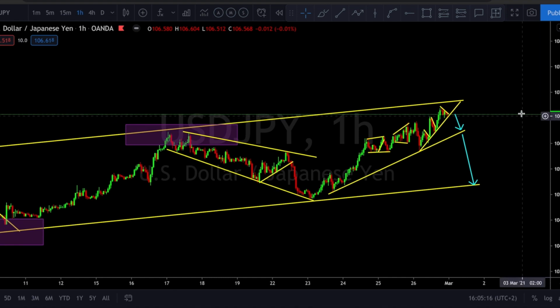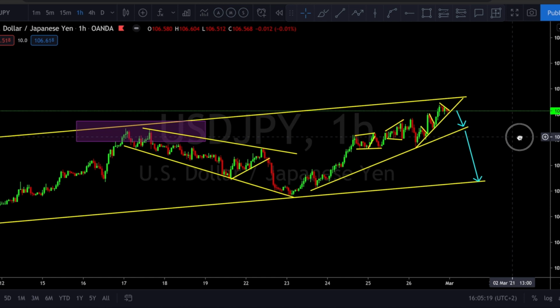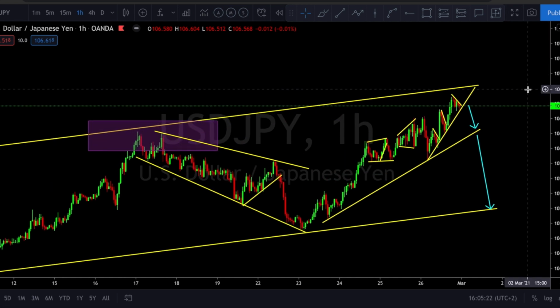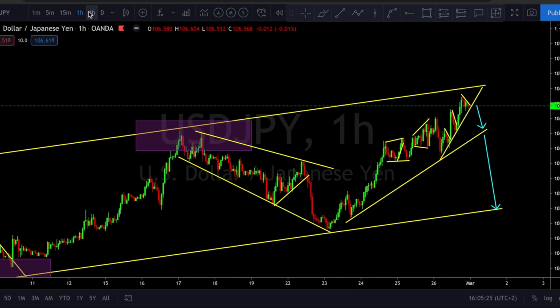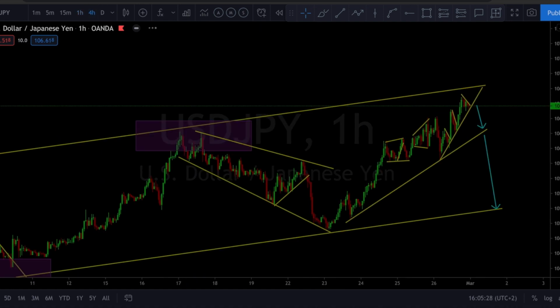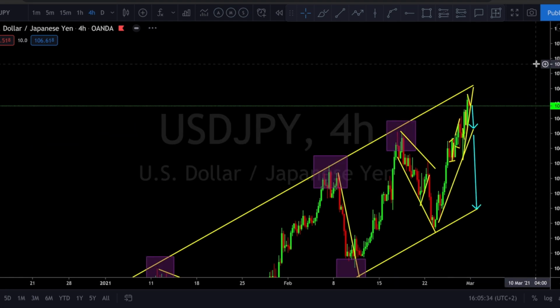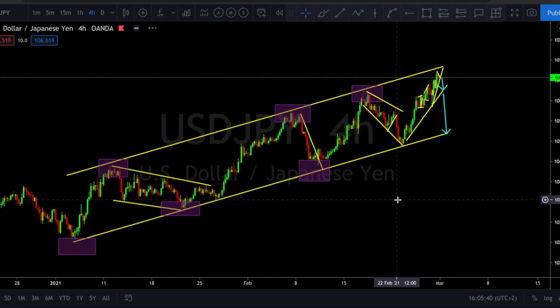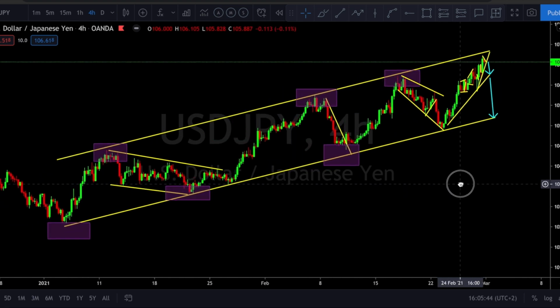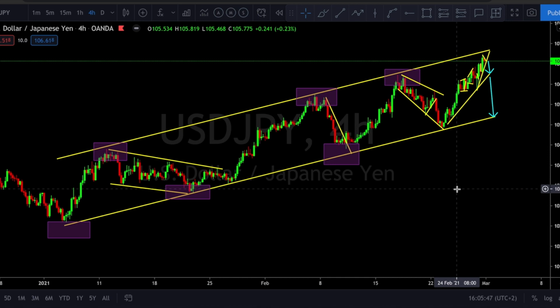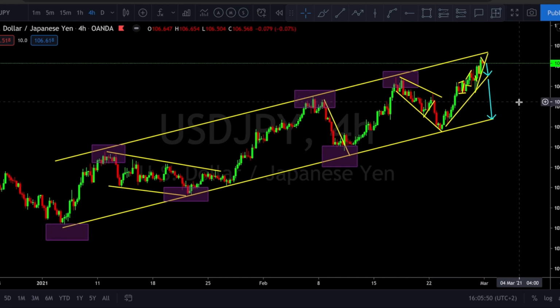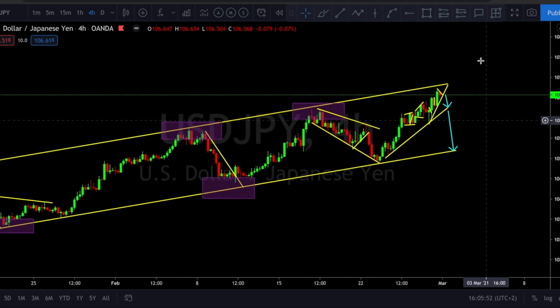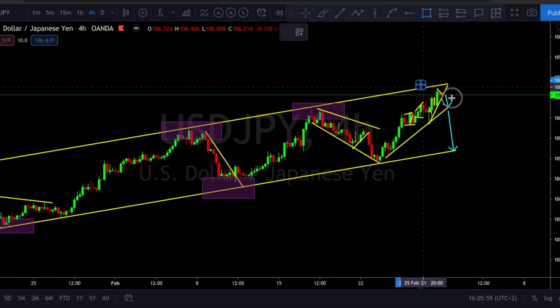Alright guys, so let's look at the top 5 of this upcoming week, the week of the 1st of March. We're going to start with the US dollar JPY. It's loading. As you can see, I think it's much clearer what is happening on this pair. We're just going to focus on this level here.